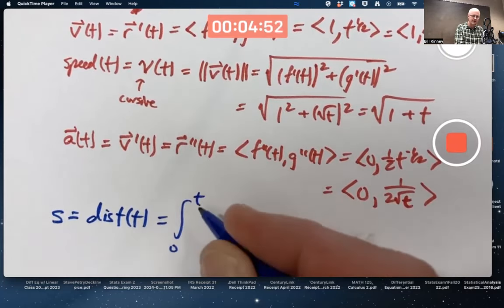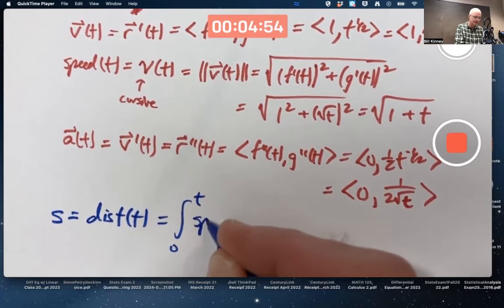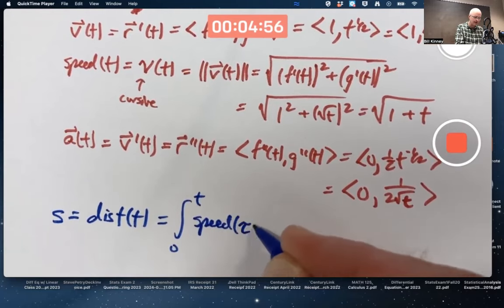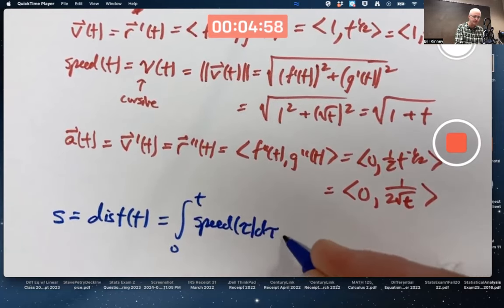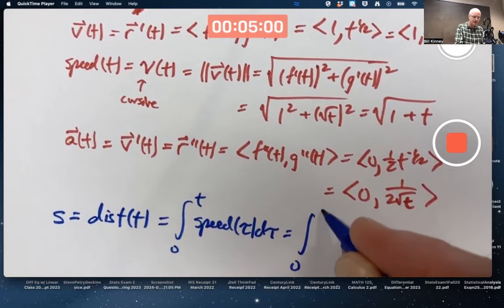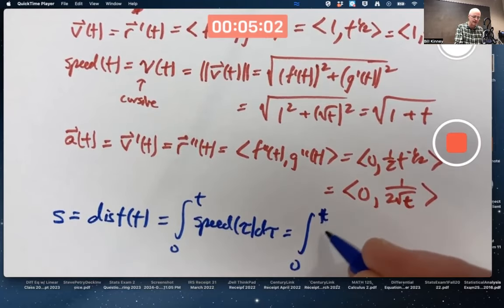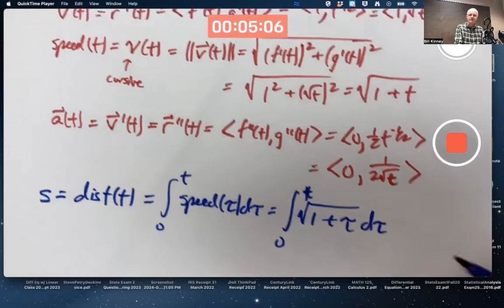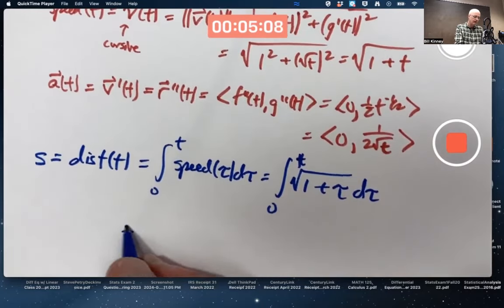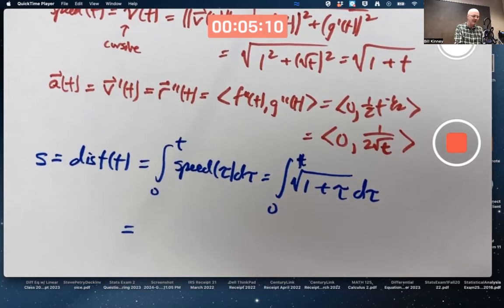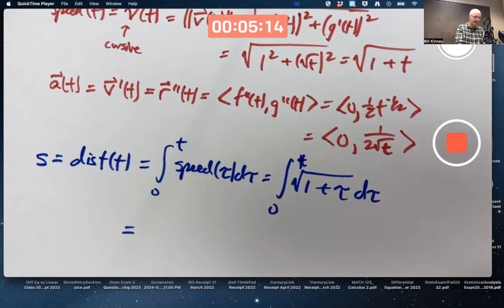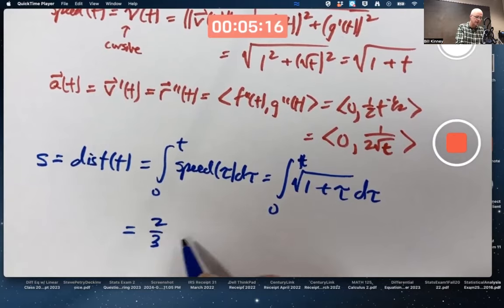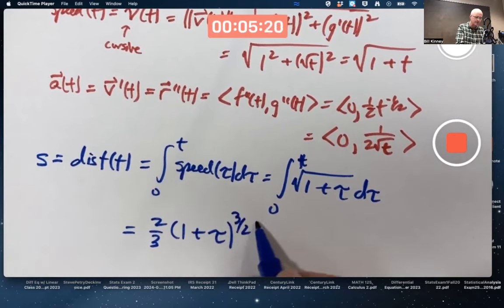Integral from 0 to t, speed of tau d tau. For this example, that's the integral from 0 to t of square root of 1 plus tau. That's the same as 1 plus tau to the 1/2 power. To integrate that, you'll raise it to the 3/2 power and divide by 3/2. So you'll get 2/3 times 1 plus tau to the 3/2.